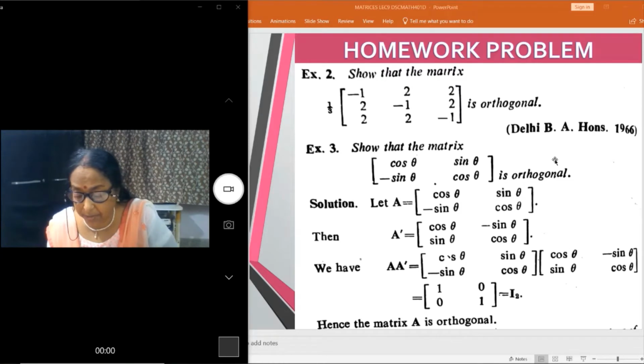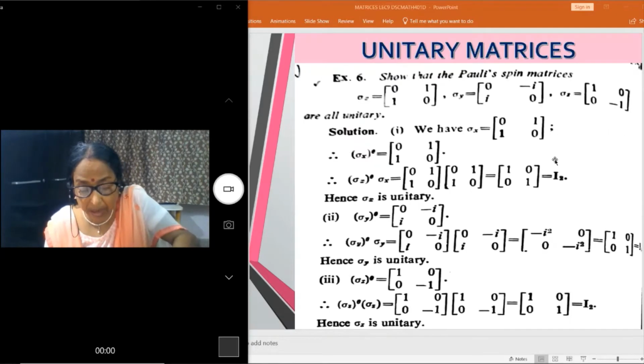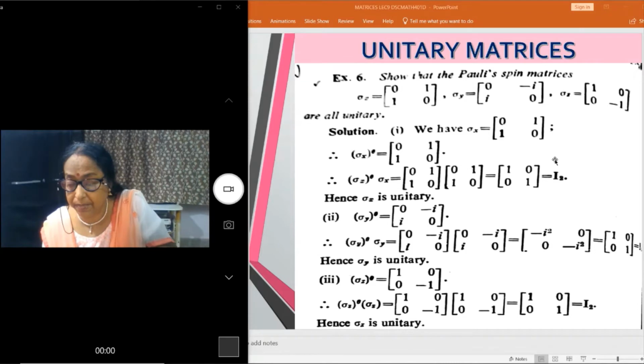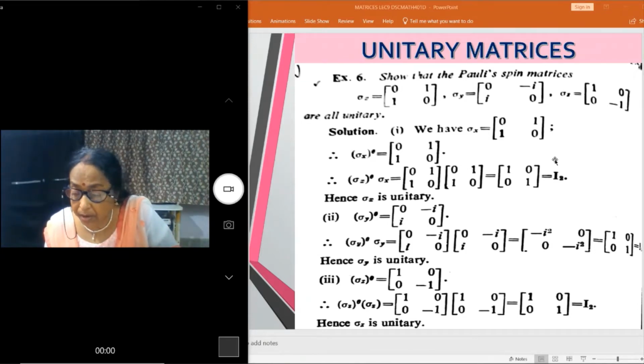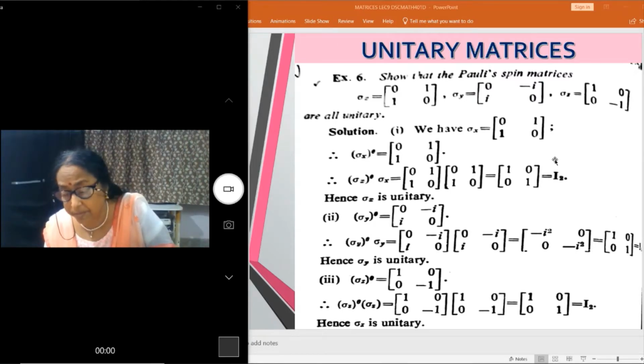Next, another problem I have given. Please do it at home. It is very easy. I have also given some example of a matrix, given in example 6. Please try it at home. This is also homework.